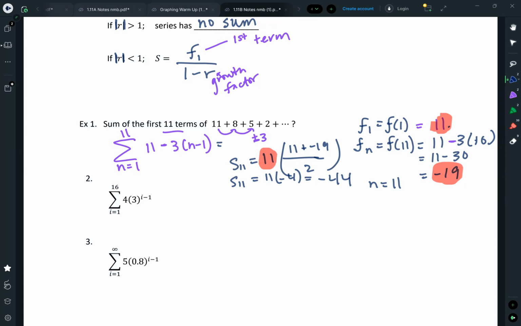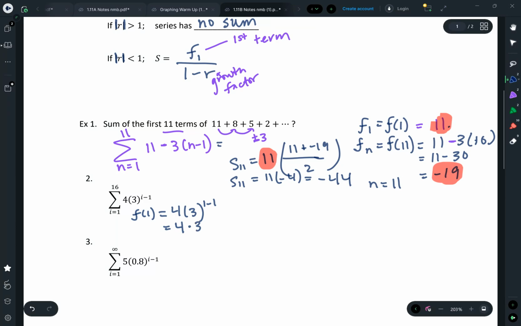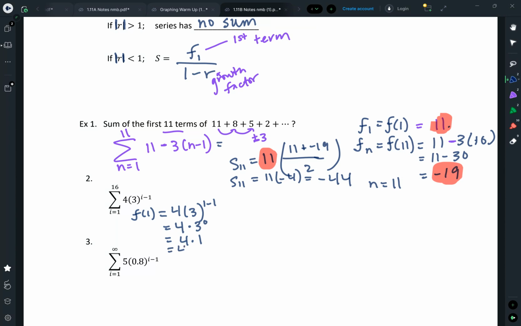So if I want to do my finite geometric series, first I need to find my first term. So we've got to find our f of 1. So f of 1 is going to be 4 times 3 to the 1 minus 1 power. So 3 to the 1 minus 1 power, that's 3 to the 0th power. So 3 to the 0th is 1. Anything to the 0 power is 1. If it's in parentheses, it includes the negative. It's going to make it a positive 1, and that's just going to be 4.